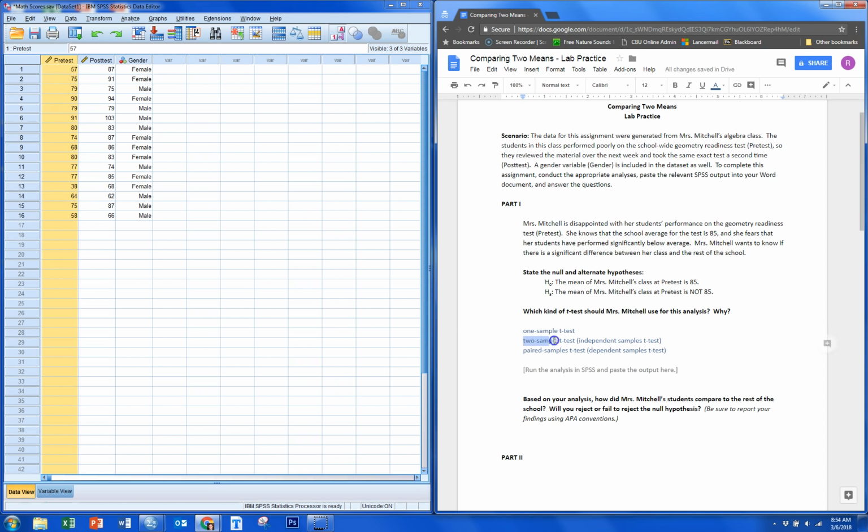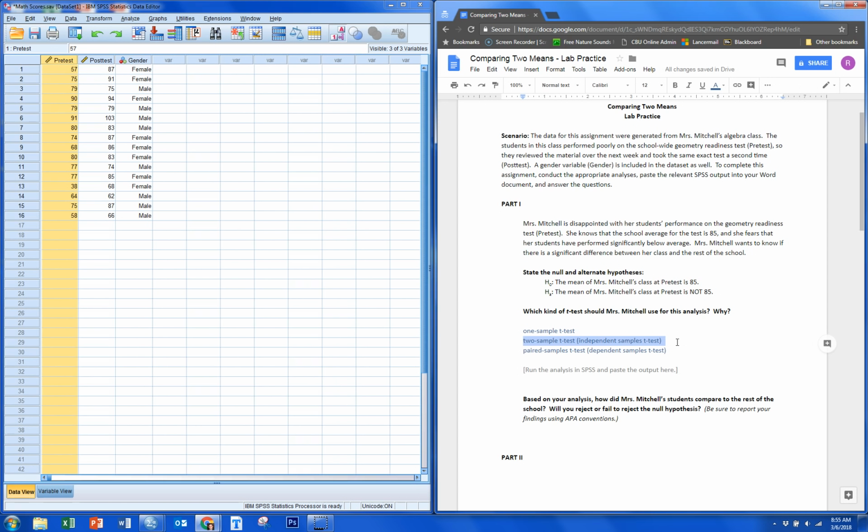Next, we have the two sample t-test, also called an independent samples t-test, because you have two different groups, two different samples, and they are independent of one another. It's not the same people being tested twice, or at least the scores are not paired up between the two groups. So this would be a situation where you have perhaps an experiment with a control group and a treatment group.